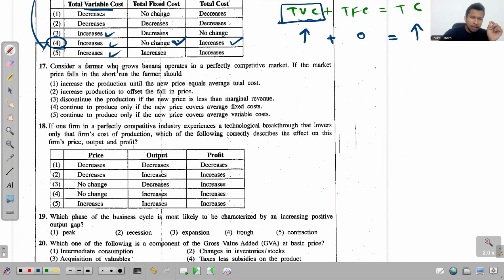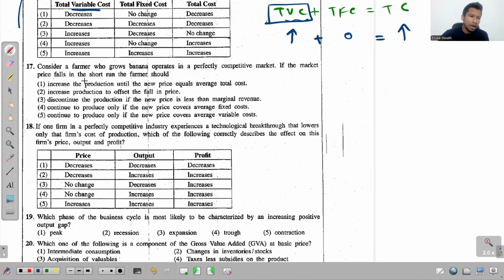Consider a farmer who grows banana and operates in a perfectly competitive market. Right, so he is operating in a perfectly competitive market. If the market price falls in the short run, okay, so in the short run, for some reason, the market price of banana falls. The farmer should, okay, what is the course of action that should be taken by this farmer? Let's see. Increase the production until the price equals average total cost.